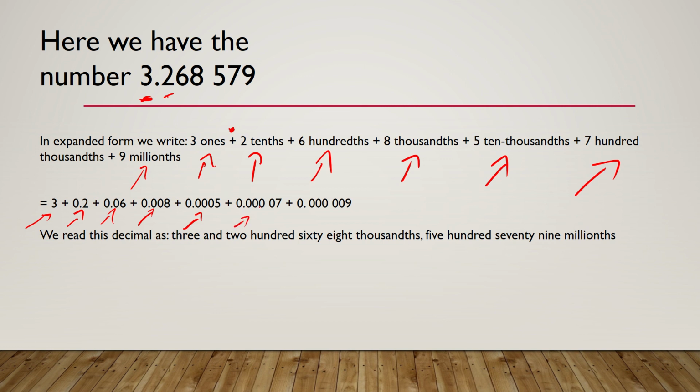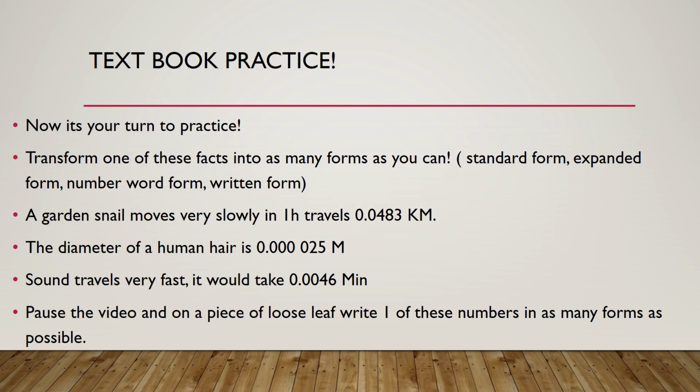Here we have 0.0007. We've added 4 zeros. Finally, this one we've added 5, and it's in the millionths. We read this decimal as 3 and 68,579 hundred-thousandths. So what we did was we looked at the first place value, which was the tenths, and then we looked at the last place value, the millionths, and we read the number.